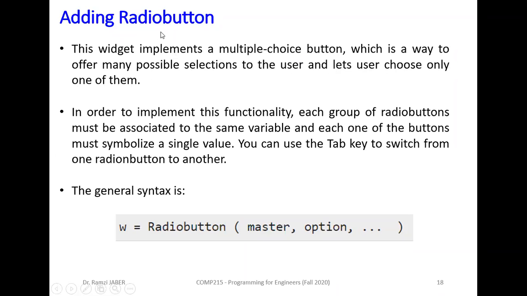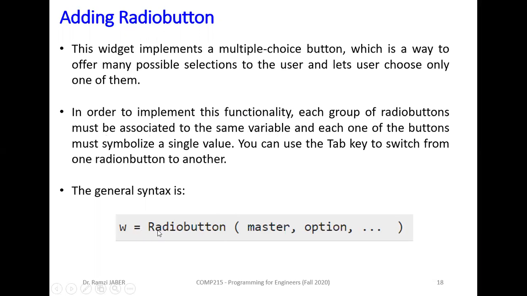Each check button has a different variable. But in the radio button, in order to implement this functionality, each group of radio buttons must be associated to the same variable. So, same group, same variable. It's the opposite of check button. In check button, each button will be associated to a different variable. Okay?